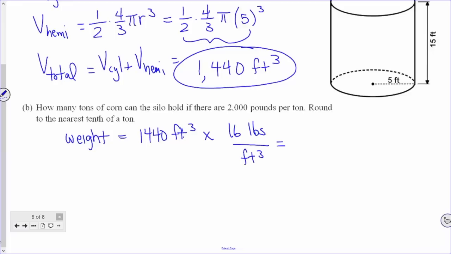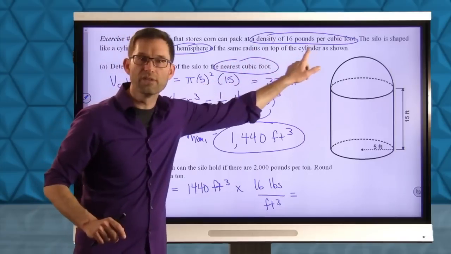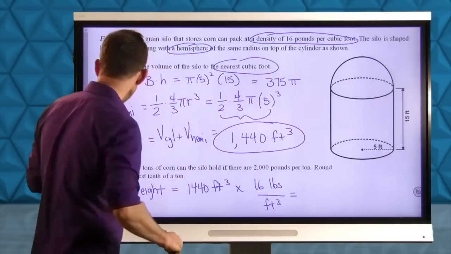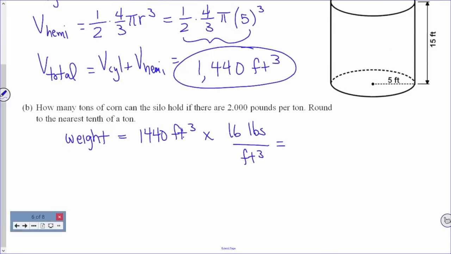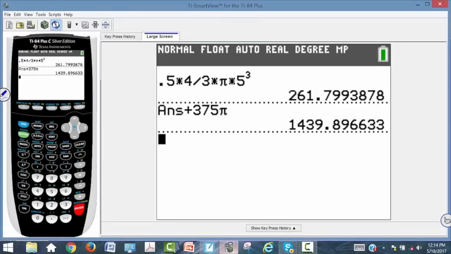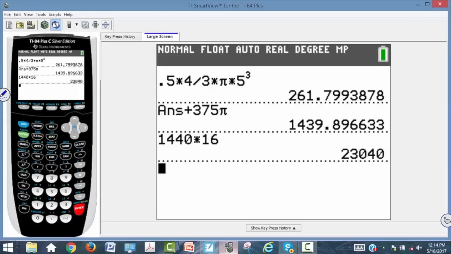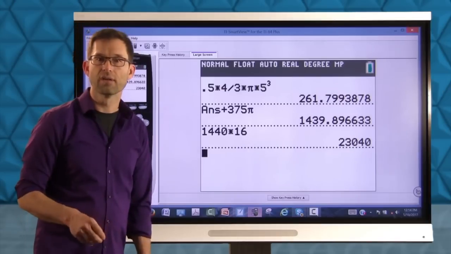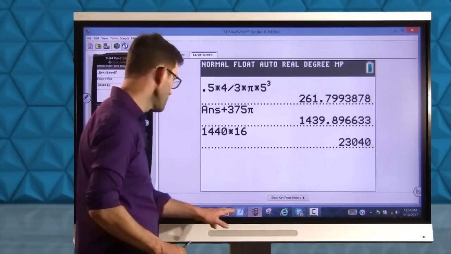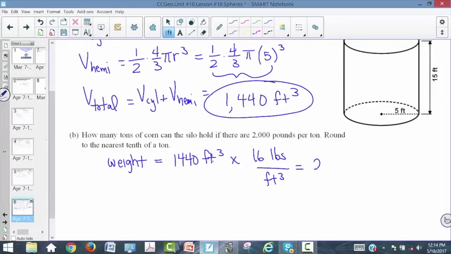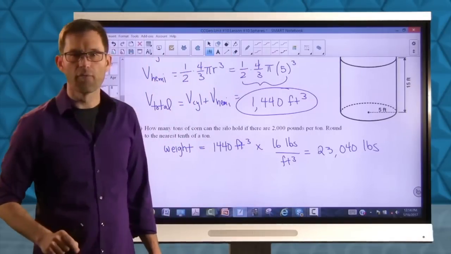Now we got to go back over to the calculator to get that. Again, remember that 16 pounds per cubic foot is given to us up here. It's called the density. So we're going to go back to here, 1,440 times 16, and that gives us 23,040 pounds. All right, 23,040 pounds.